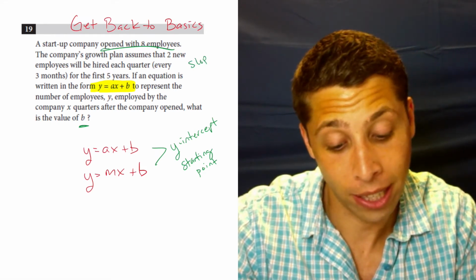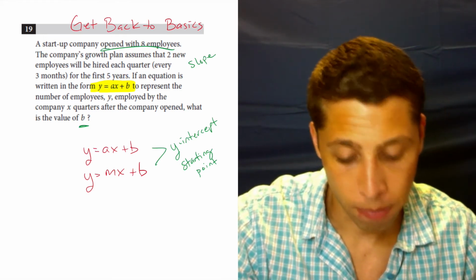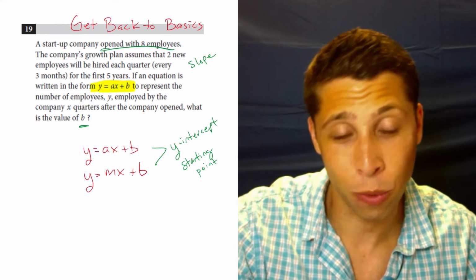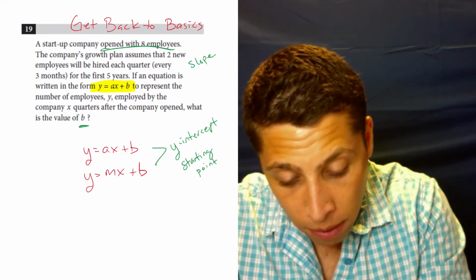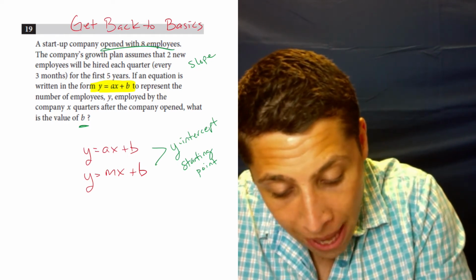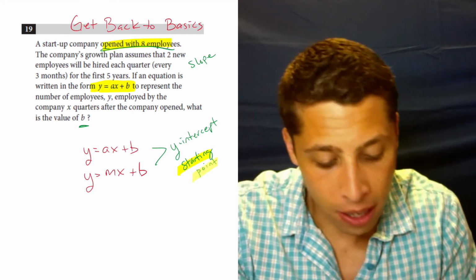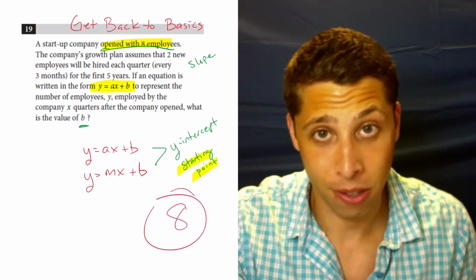That sounds actually like a slope. Every 3 months for the first 5 years. Blah, blah, blah. If an equation is written, what is B? So there's really no math to do here. Once we're done, we can see 8 employees matches with this idea of a starting point, and so 8 is my answer.